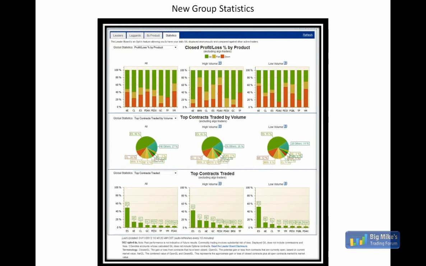The top section there is excellent for getting a real quick look at each contract and if, as a group, they're making money or losing money or kind of in between on the day in that particular product. So it's helpful to quickly find the hot products that are going on.